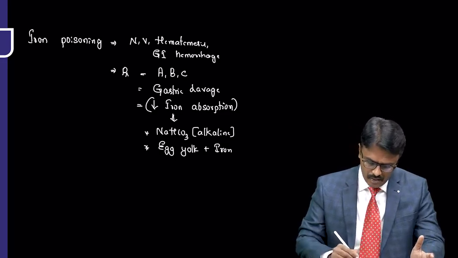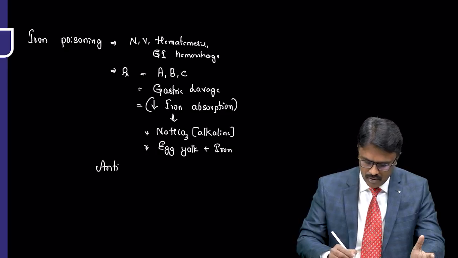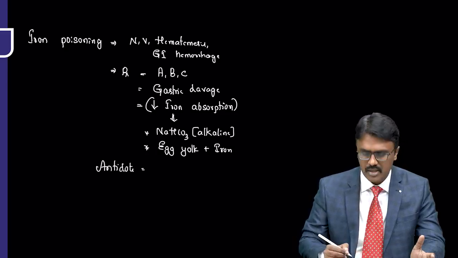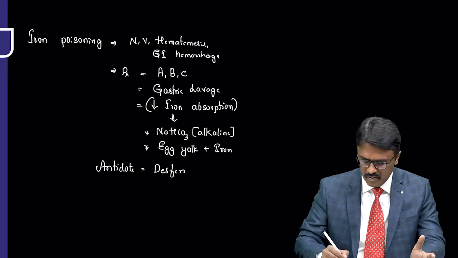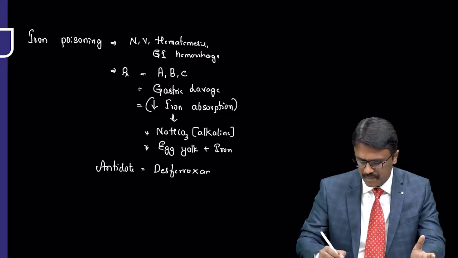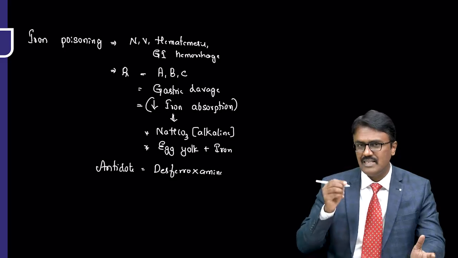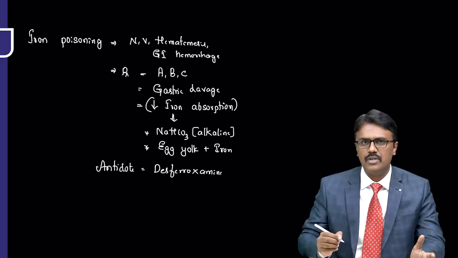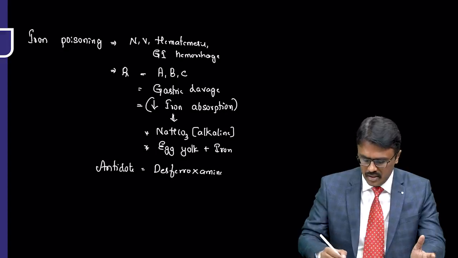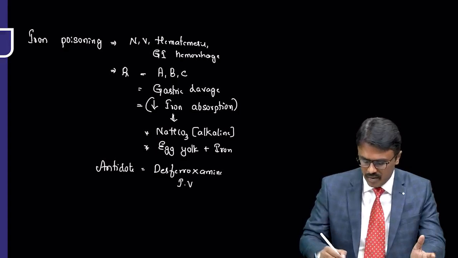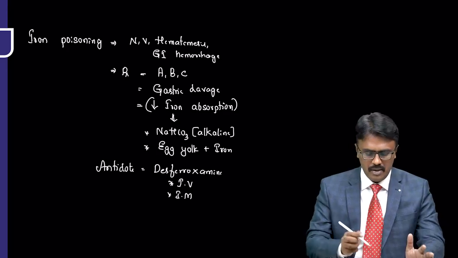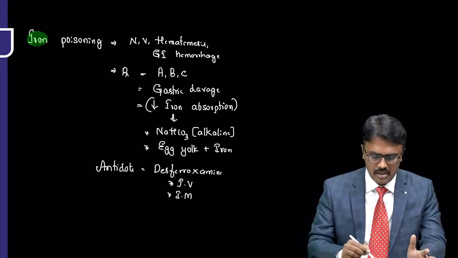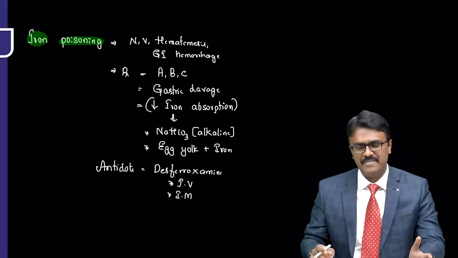Now, is there any antidote for acute iron poisoning? Very, very important. The name is desferroxamine. Desferroxamine is a chelating agent. It is the drug of choice for acute iron poisoning. You can give it either IV or IM. So it can be given in both routes. So very, very important, guys. The application of iron poisoning, the antidote, very, very important.